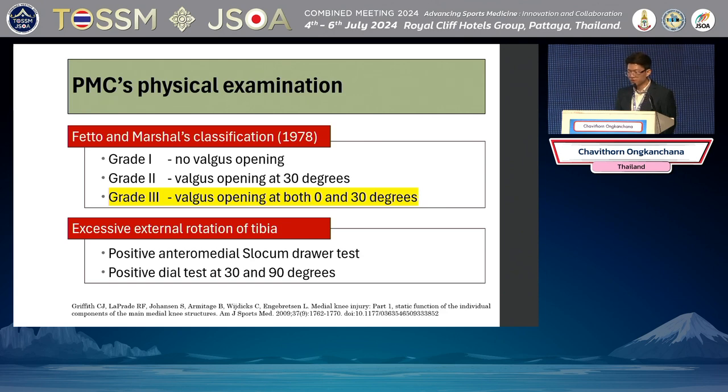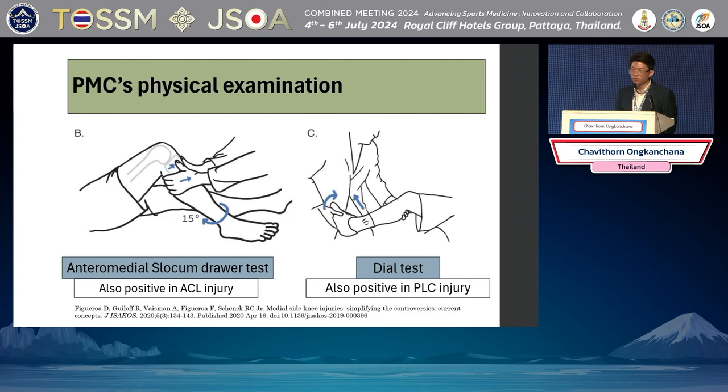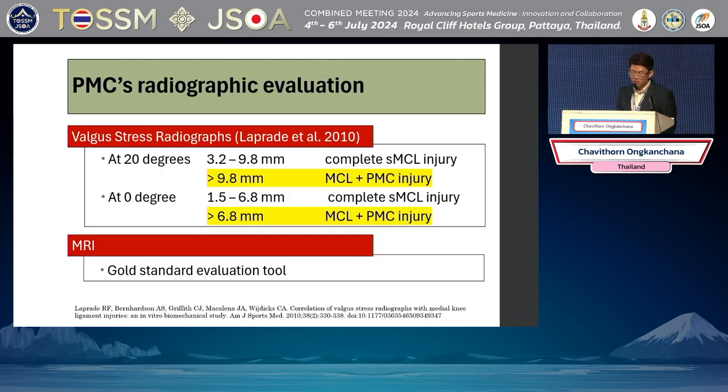The knee would suffer from excessive rotation of the tibia, which is reflected in the positive anteromedial drawer test and the positive dial test. Be careful though when interpreting the results from these tests, since the positive anteromedial drawer test can also be found in a patient with ACL injury, while the positive dial test can also be found in a patient with PLC injury.